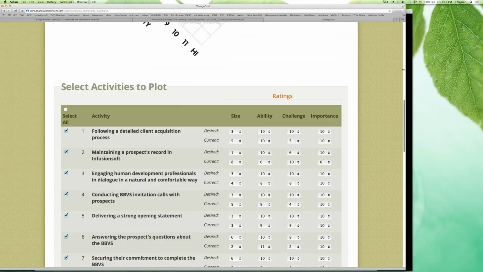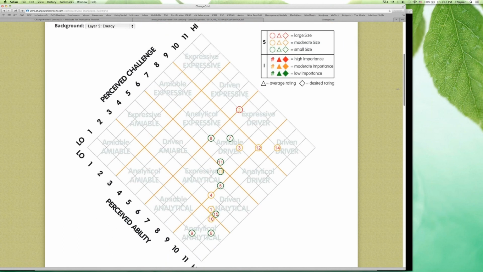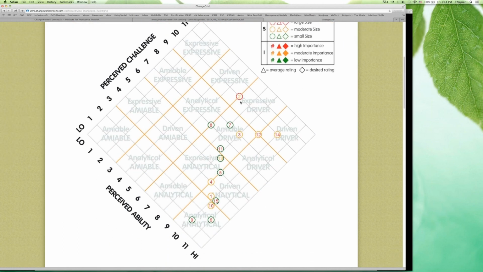Okay. Activity number two, maintaining someone's record in Infusionsoft. So again, this is about the customer relationship management software. Right now, Steven is plotting up here on the border between expressive driver and driven expressive. And we've all established that's not a great spot for this task to be performed. So where on the change grid would someone do the best job of keeping the records up to date and accurate?